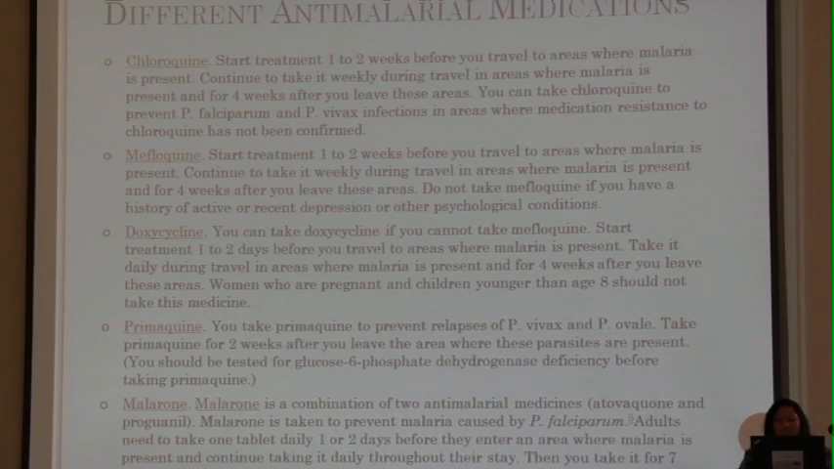Here I have a list of different kinds of anti-malarial medications, and they originated with chloroquine, but new medications have been developed because of the drug resistance and the mosquitoes. Cool.